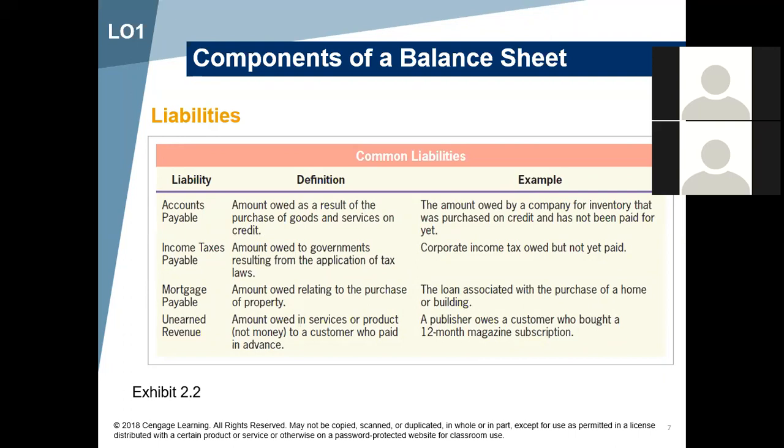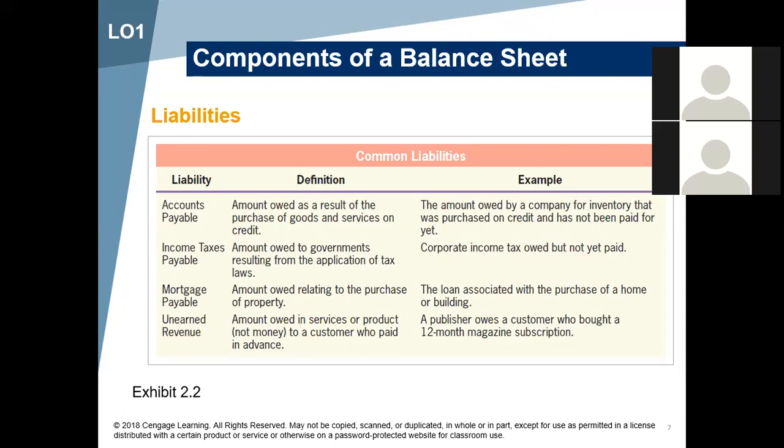Sometimes they interchange accounts payable and accounts receivable. From the word itself, payable means you have a payable, you have utang. Accounts receivable means you have a receivable from your customer. Sometimes they interchange the terms accounts payable and accounts receivable, okay?